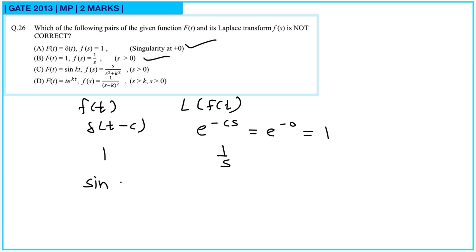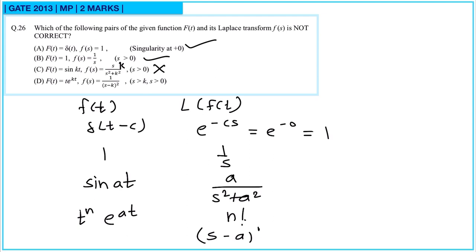Next one is sin(kt). So sin(at) is a upon s square plus a square. So here we have a in numerator, so here it will be k upon s square plus k square. So this is wrong. Here it should be k. Then we have t raised to n into e raised to at is equal to n factorial upon (s minus a) raised to n plus 1. By comparison we see that n is equal to 1. So this will be 1 factorial, that is 1 upon (s minus a) square. So option D is also correct. So here the one which is wrong is option C.